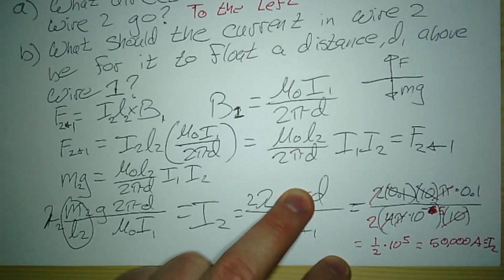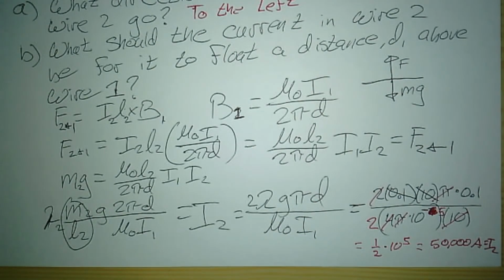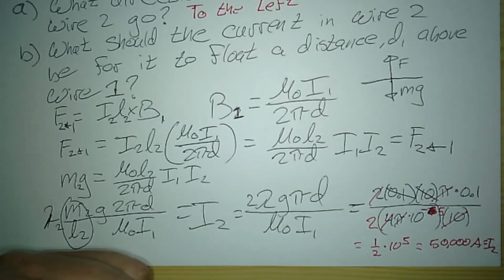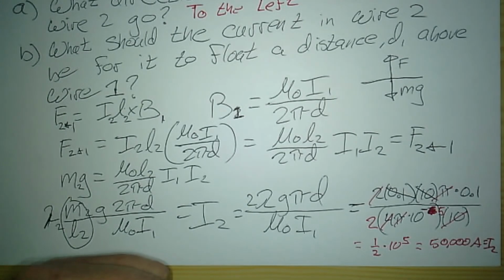Okay, so as you can see, it's going to take a lot of current to actually make it float and to make it repel, but in principle, it's possible if you have light enough wires and big enough currents. So yeah, I hope you enjoyed this problem, and I'll see you in the next video.